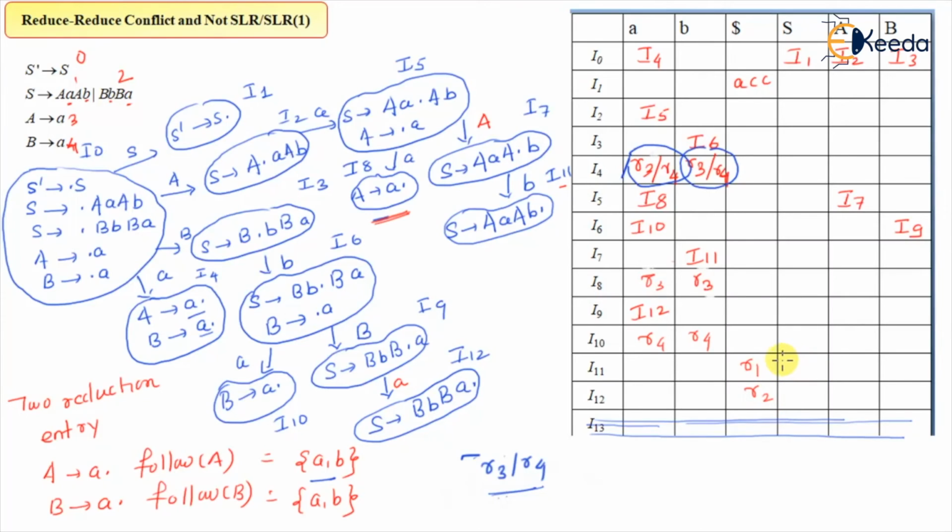Now you can see that R3 and R4 are multiple entries, multiple reductions, and this is called a reduce conflict. The result in this case is that this grammar is not SLR, because I'm getting multiple entries, and that multiple entry category is a reduce conflict. So we can say the grammar is not SLR1. This is the first example where the grammar is not SLR1.